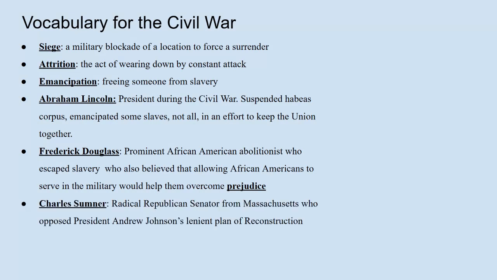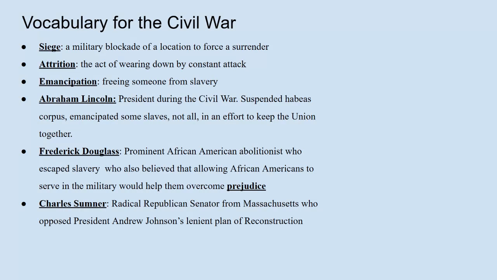Another guy here is Charles Sumner. He's a radical Republican senator from Massachusetts, right? Homegrown guy from Massachusetts. He opposed Andrew Johnson's lenient plan of Reconstruction. Charles Sumner, as a radical Republican, he's one of the guys that believed the South needed to really be punished. Lincoln thought the South should be brought back into the Union as quickly as possible and, accept the Civil War happens, that changes are going to be made, and we kind of move forward. He obviously was assassinated before that could happen.